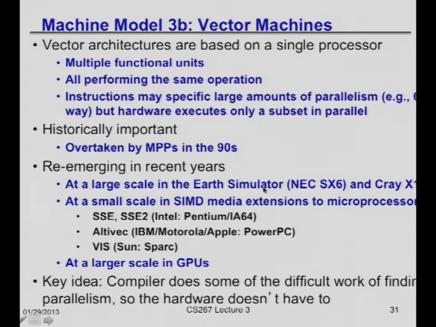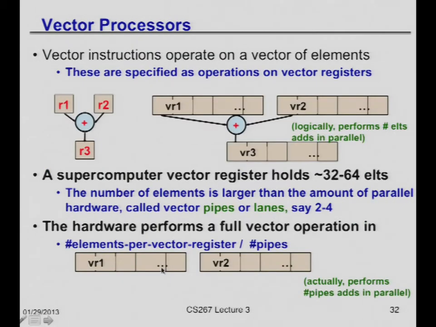So the largest machine in the world, again, for a while, was the Earth Simulator. That was an NEC machine, an SX6, that had millions of ways of parallelism. And as I said, it's also happening at a smaller scale here. And it's in your GPUs. So let me just show you another picture here. I think I've already sort of said this.